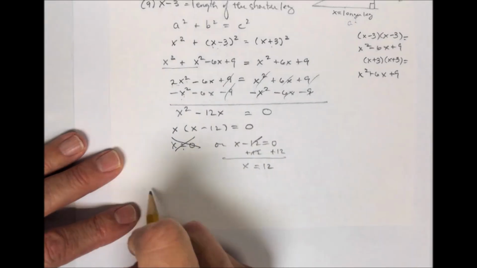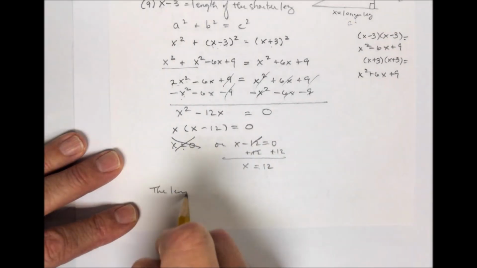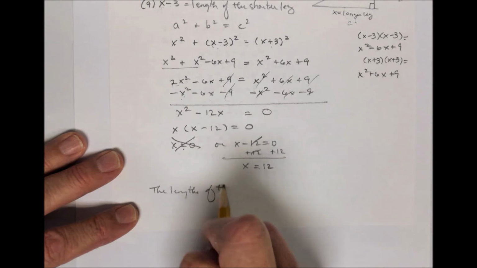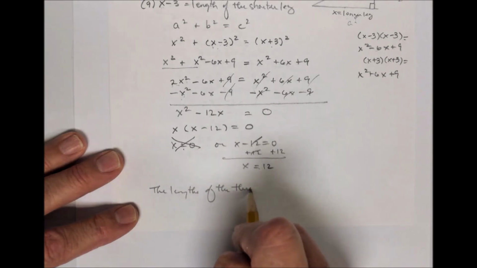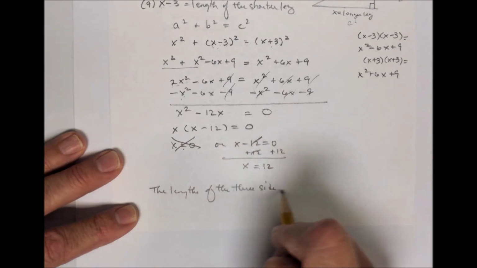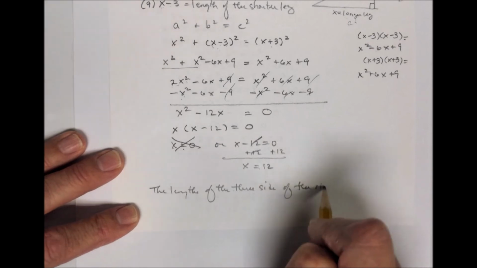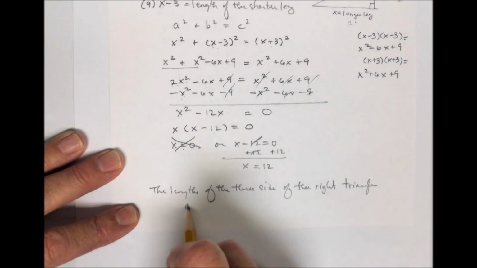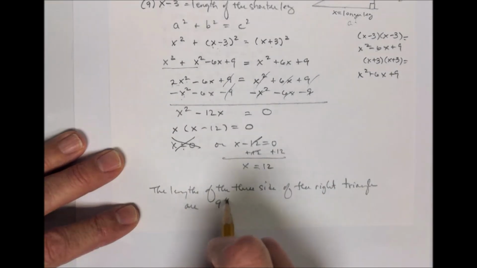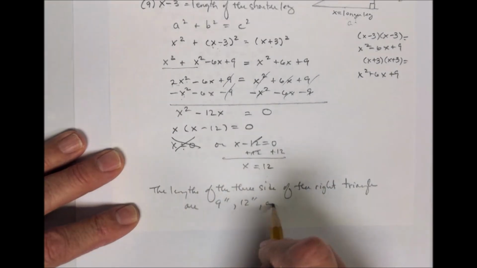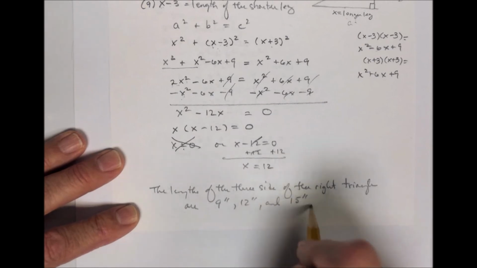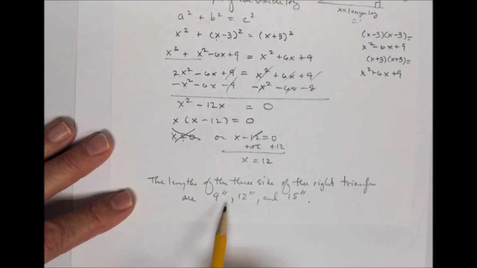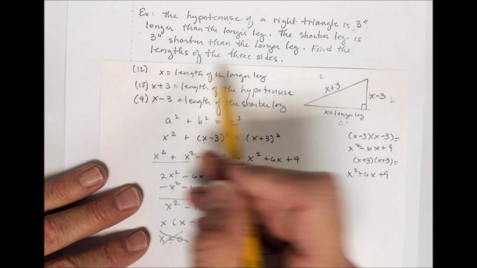So the lengths of the 3 sides of the right triangle are, let's see, I'll put them in order. 9 inches, 12 inches, and 15 inches. And that's good enough. You don't have to say that that's a leg, and that's a leg, and that's the hypotenuse, because they didn't really specify that when they asked the question. They just wanted to know the lengths of the 3 sides.